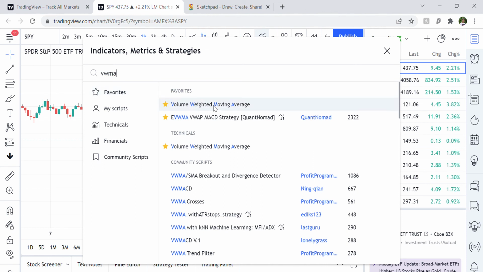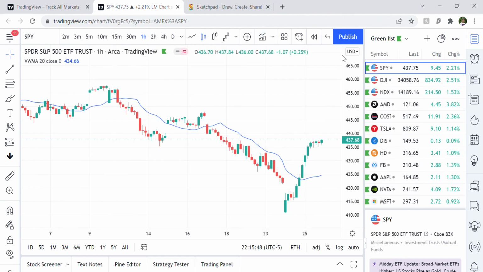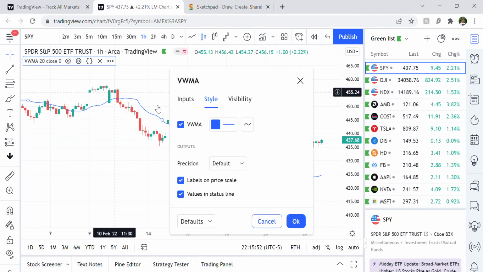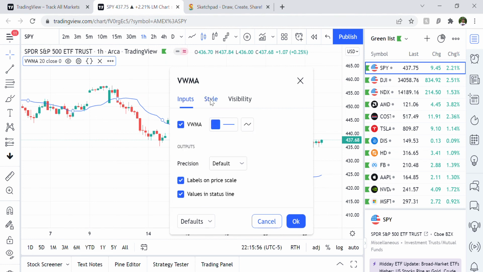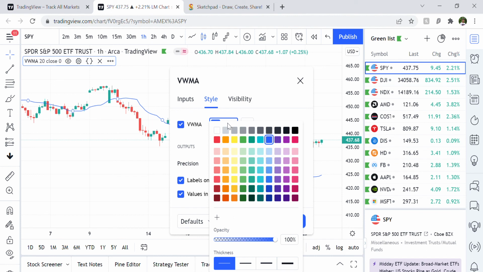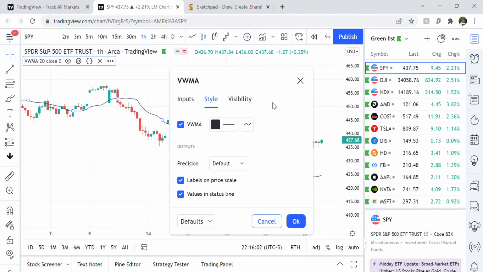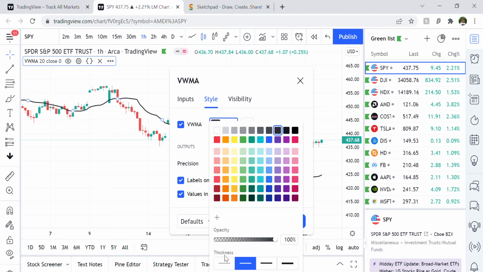So I'm just adding this VWMA on my chart, and it has been added on my chart. I'll just go to the settings. Input I will leave as 20. With style, I like to see the VWMA in black, and I'll make it a little bit bolder line. The line will look more bold on the chart so that it's easily readable and you can view it.